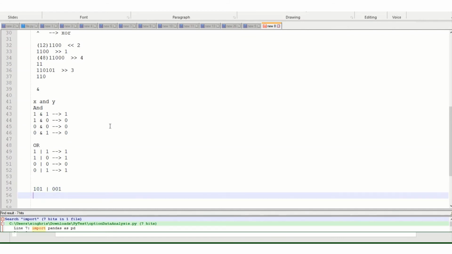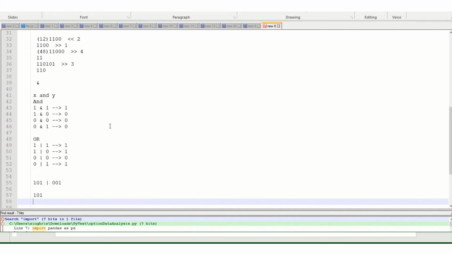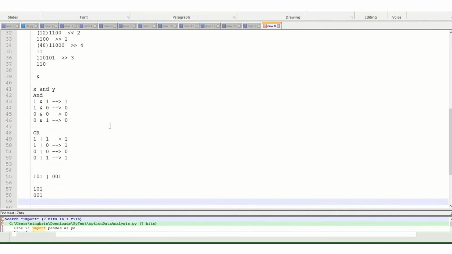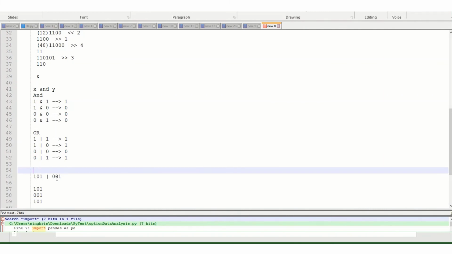If you want to practice, please pause the video, do the practice and check your answer. Now I'm going to do it here for you. With 001, the result will be 101. That's right. The decimal value of 101 is 5 and this is 1. If you practice how to convert from decimal to binary, you would know how I write these values. Let's check that also.